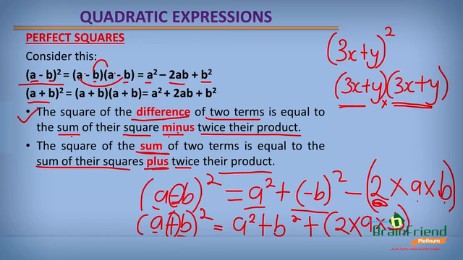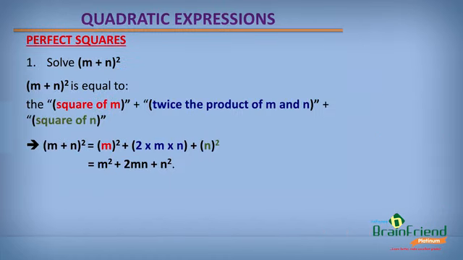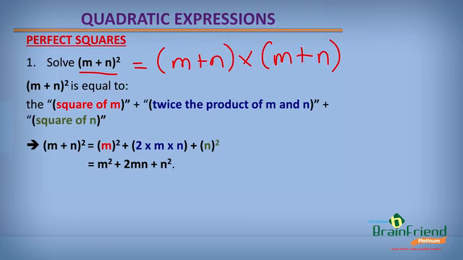So this is how a perfect square is calculated when you're asked to expand a perfect square. Now let's look at some examples that will help buttress this point. We are asked to solve m plus n all squared. Now this can be expanded to mean m plus n times m plus n. Now notice that the two terms in the brackets are the same.